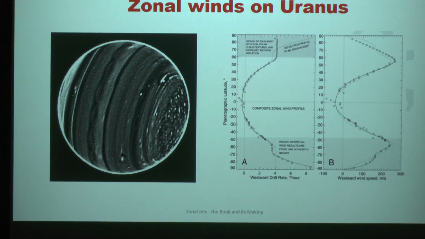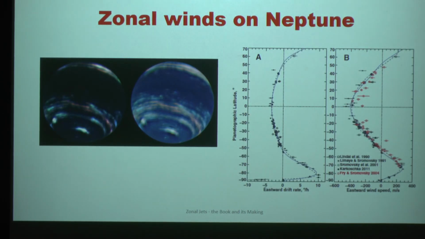This is Uranus. It's a very interesting planet because the rotation axis is horizontal. It rotates like this, not like all other planets. And this is the zonal velocity profile. Unlike Jupiter and Saturn, where the equatorial velocity is eastward, on Uranus and Neptune it is westward, and there is no explanation why they have different directional equatorial flows. So this is Uranus, and this is Neptune.